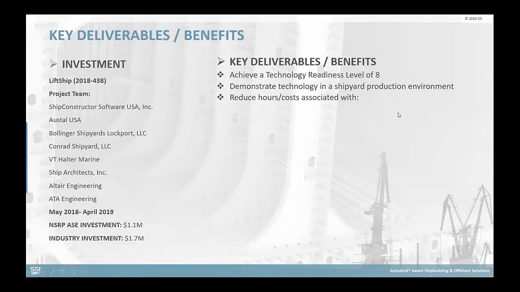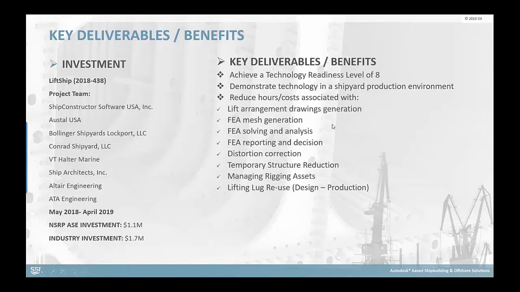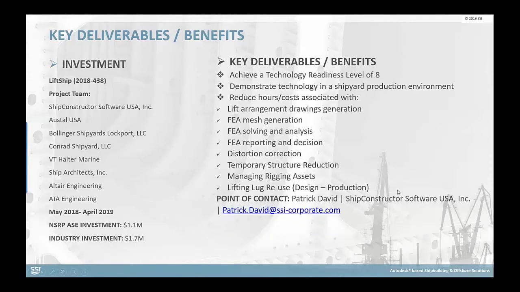So some of those key deliverables or benefits, this is all from the website on the nsrp.org. Achieve a technology readiness level of 8. Demonstrate the technology in a shipyard production environment, which we're planning mid-February at a number of shipyards in the southern Gulf Coast of the United States. And then one of those ultimate goals is to reduce those hours and costs associated with lift arrangement drawings generation, FEA mesh generation, FEA solving and analysis, FEA reporting and decision making, distortion correction, temporary structure reduction, and managing rigging assets, and lifting lug reuse design production. And one of our points of contact is there included.